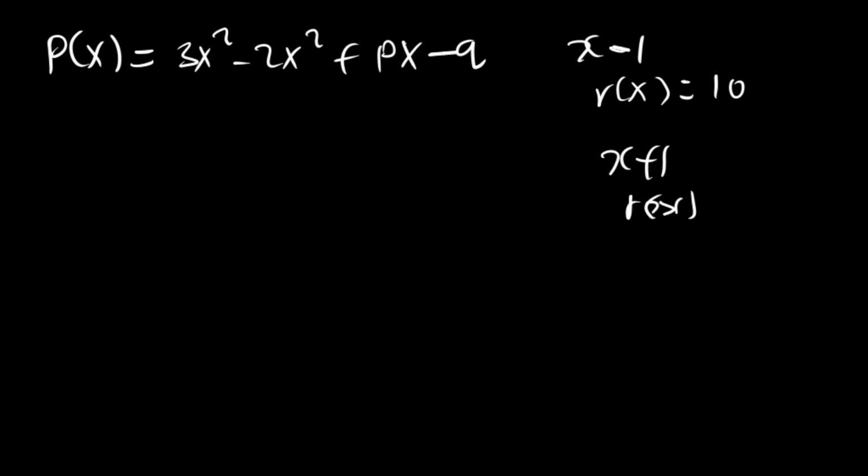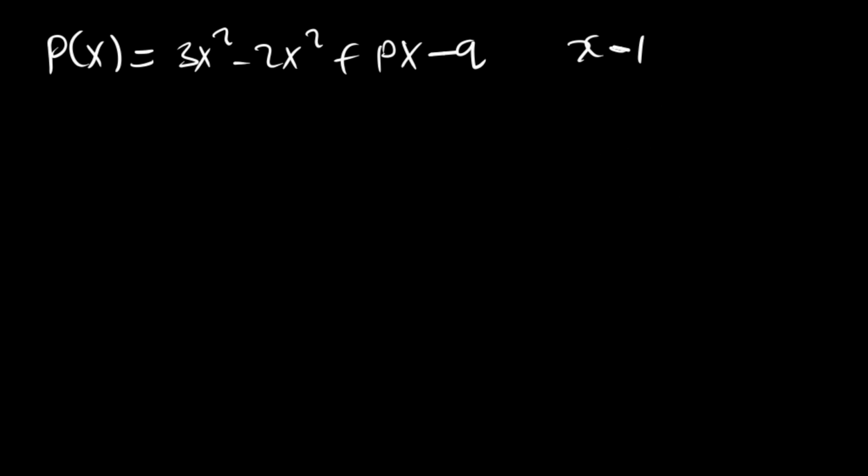Okay, just a minute, let me just read the question again. The polynomial p of x is equal to 3x to the power 3 minus 2x squared plus px minus q is divisible by x minus 1 and leaves a remainder of 10. They are also saying when divisible by, no, I'm not reading the question correctly.